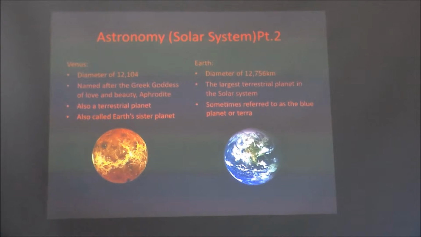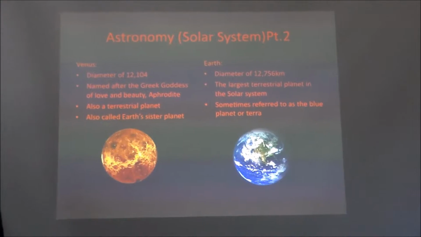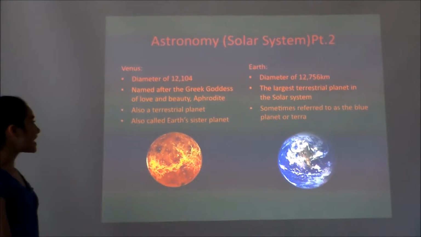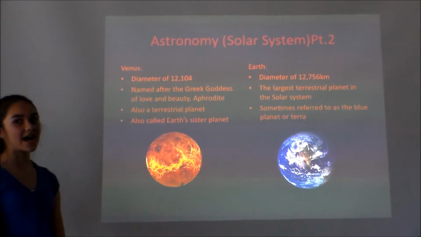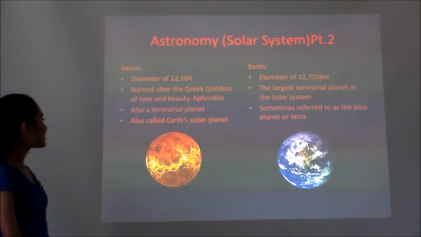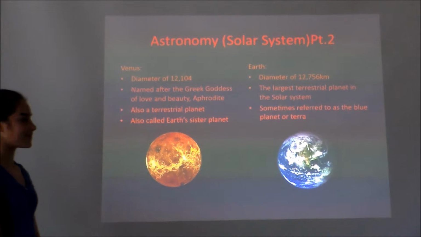So the next planet over is Venus. It has a diameter of 12,104 kilometers. It is named after the Greek goddess of love and beauty, Aphrodite. It is also a terrestrial planet, and it's called Earth's sister planet.